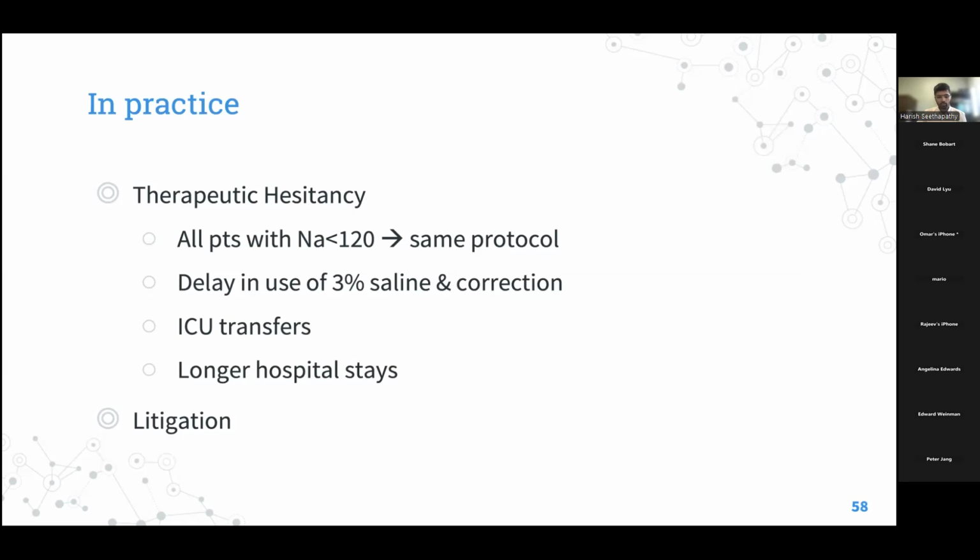This was even related to the fact that some institutions would only give 3% with central lines. Some institutions still do that. But even after we move to peripheral lines, there's still a lot of hesitancy in using 3% saline and correcting the sodium quick. There's, of course, a ton of ICU transfers because we deem these patients very high risk for neurological complications. So almost every patient with low sodium gets to go to the ICU.